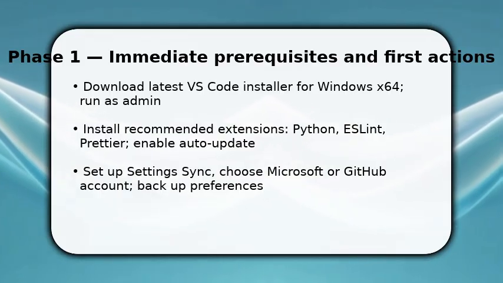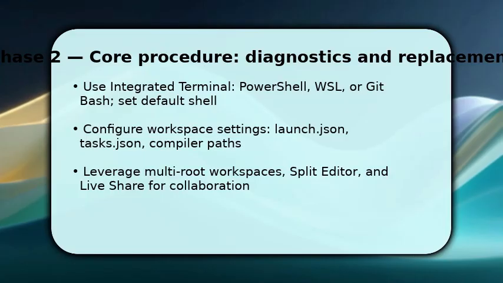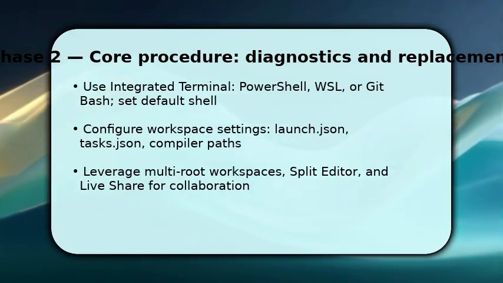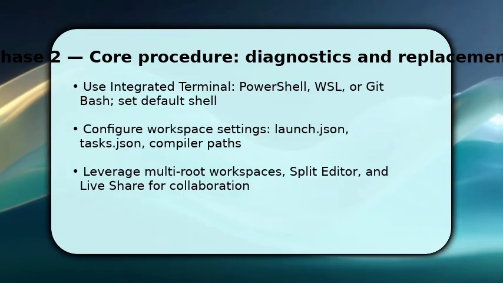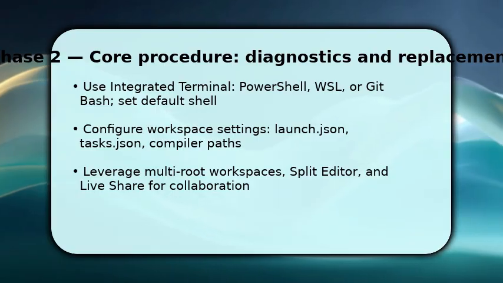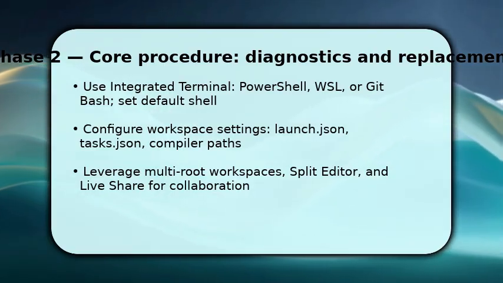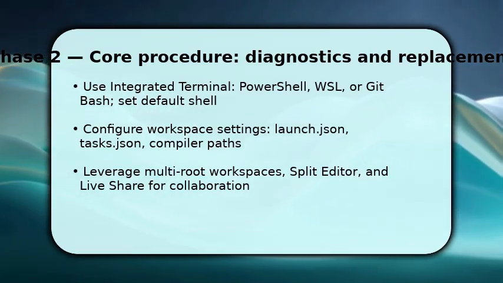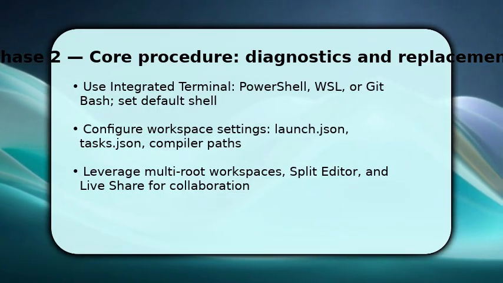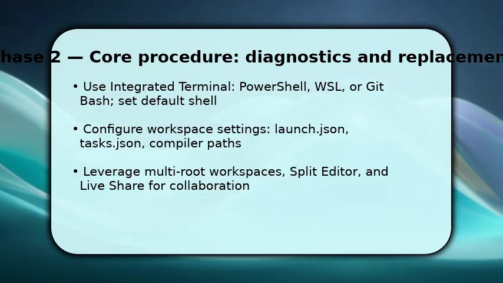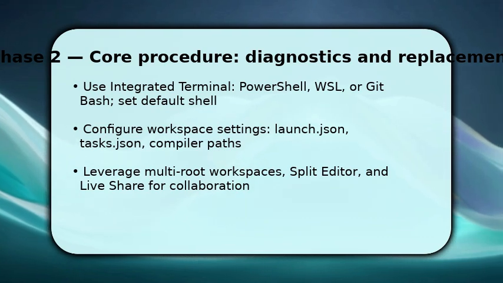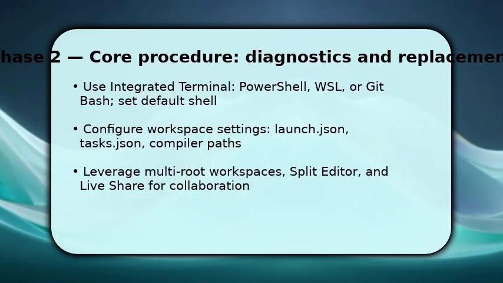Once setup is stable, build a workflow that fits Windows. Open the integrated terminal and pick PowerShell, WSL, or Git Bash. Set your preferred default so commands run predictably. Next, add workspace-level settings like launch.json and tasks.json to automate builds, tests, and debug configurations. This prevents manual commands. Use multi-root workspaces for related projects, split editors for side-by-side coding, and Live Share when collaborating so others can join your session without complex setup.